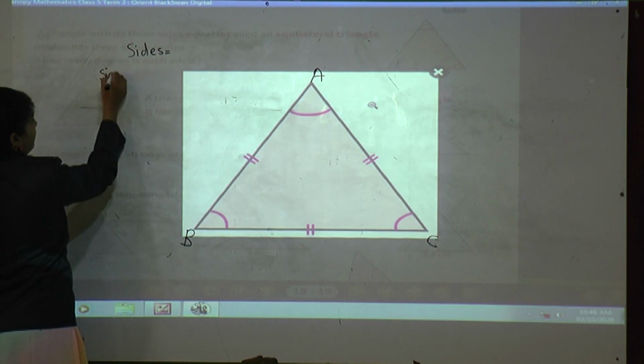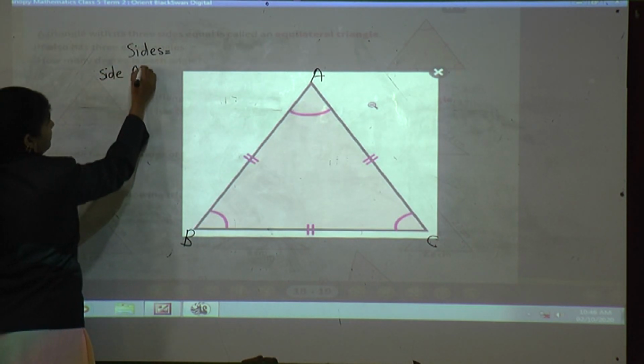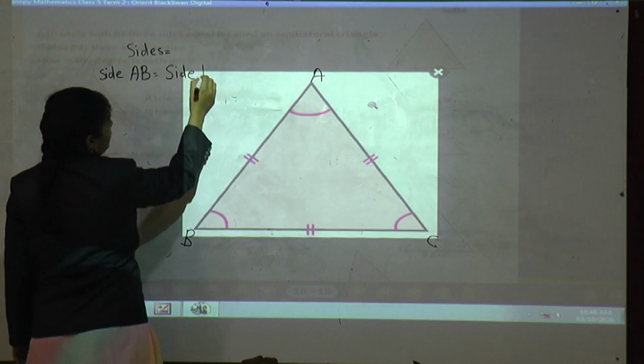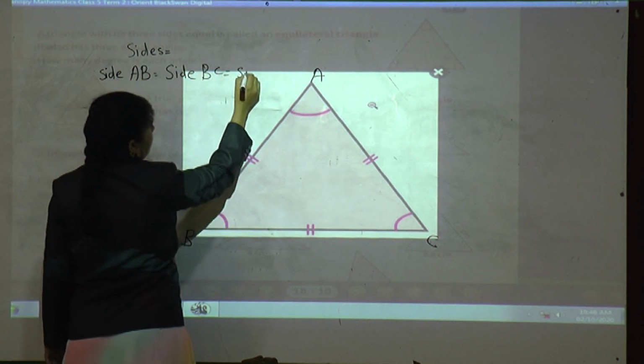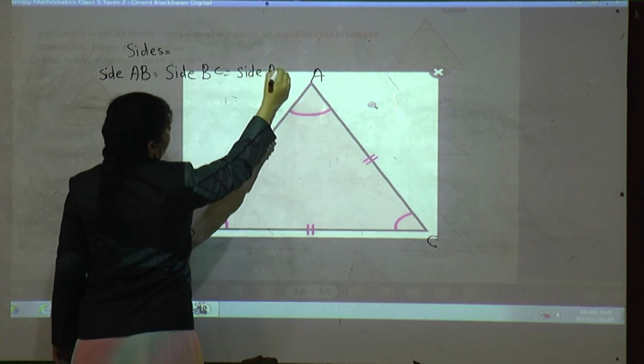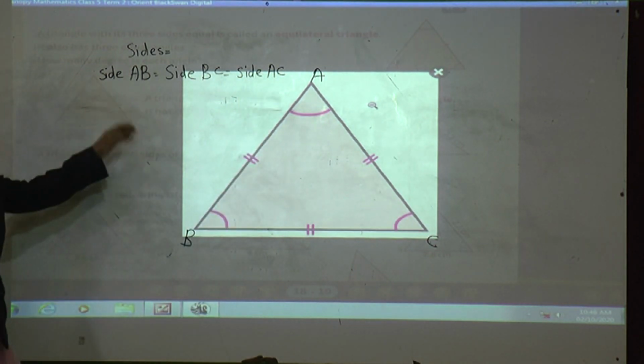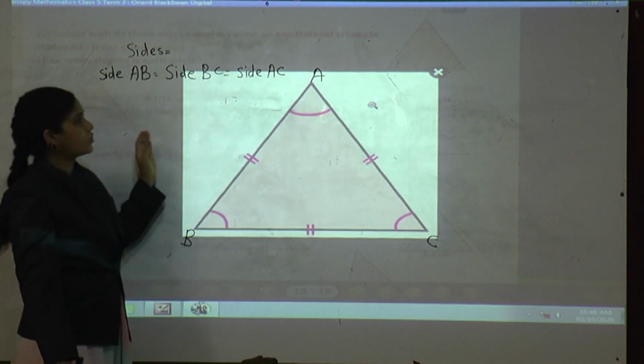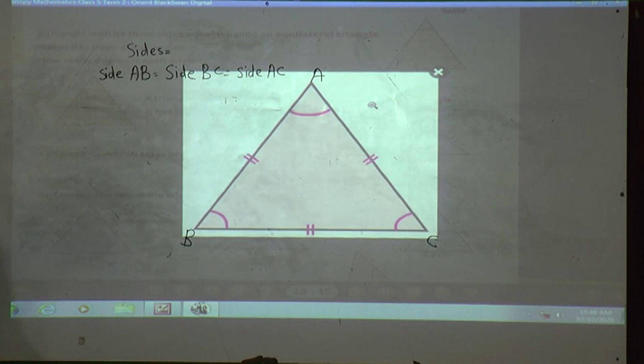Side AB is equal to side BC is equal to side AC. The lengths of these three sides are equal, so they are called an equilateral triangle.